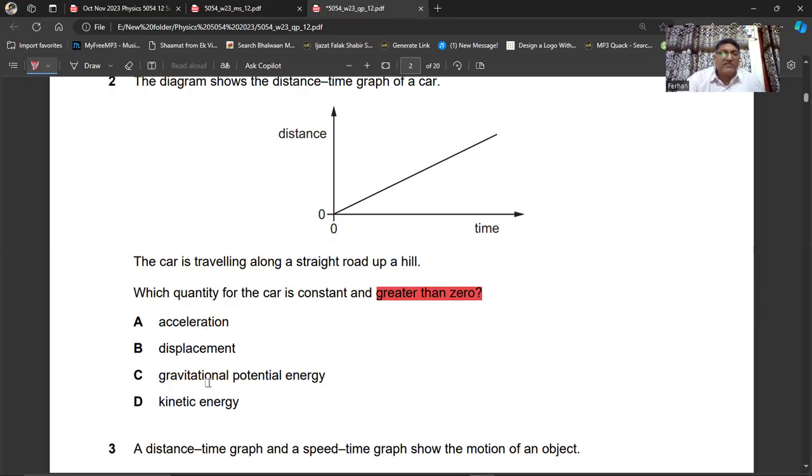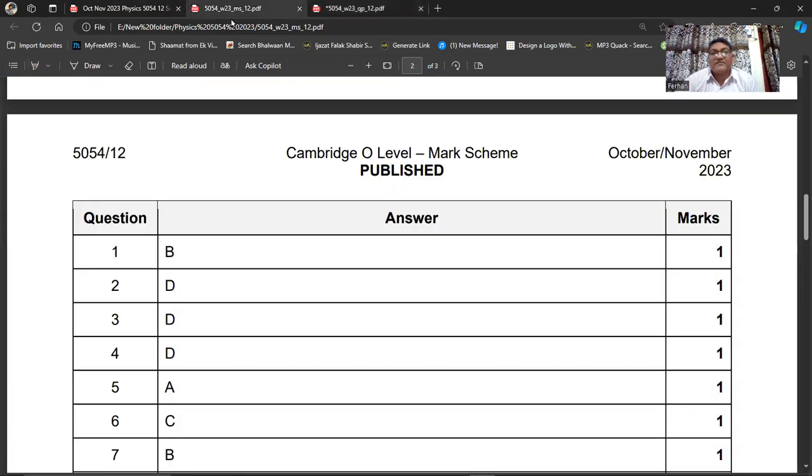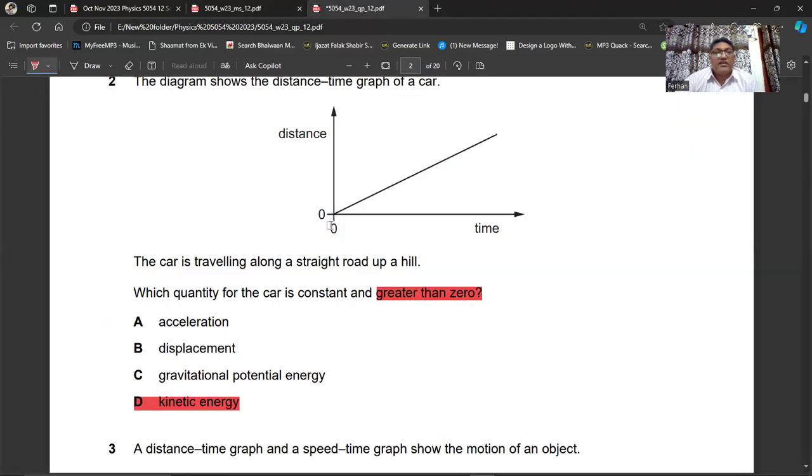Displacement is changing. Gravitational potential energy is also changing, because the car is traveling along a straight road up a hill, so its gravitational potential energy is increasing. Kinetic energy is 100% constant. I think D is the right answer. Question number 2, D is the right answer.